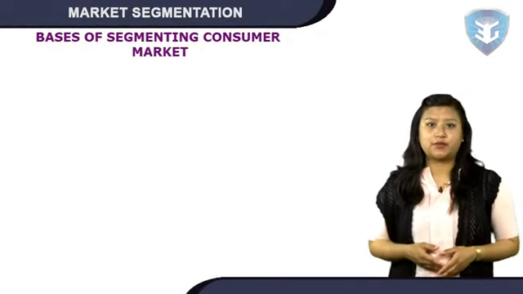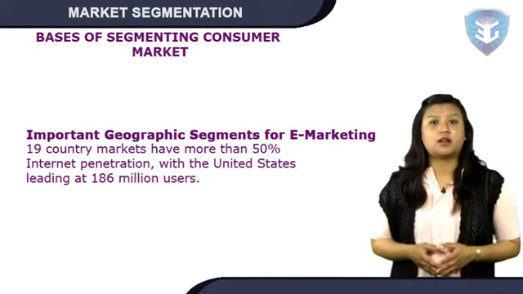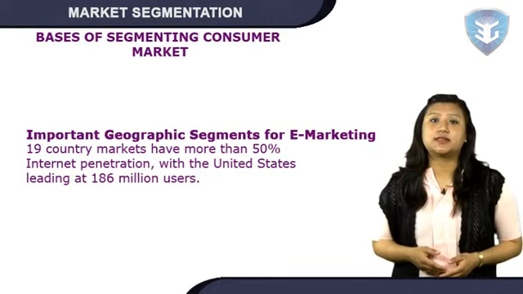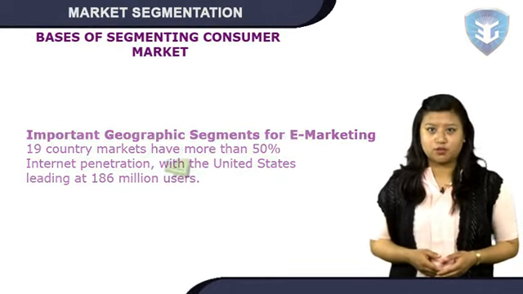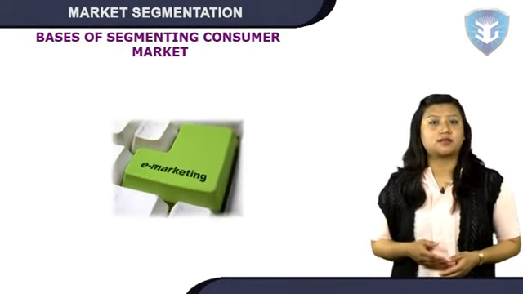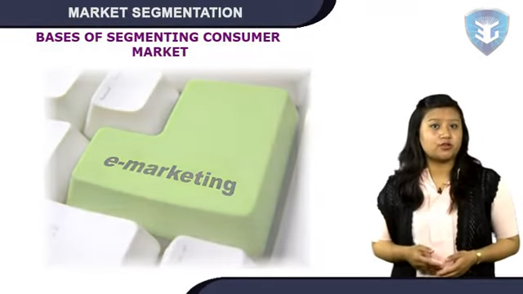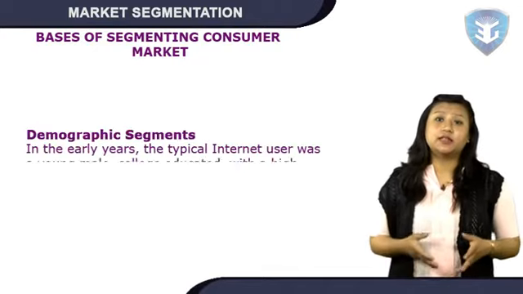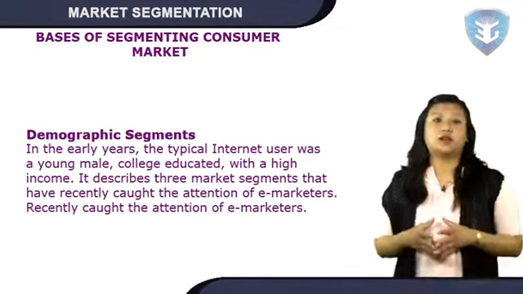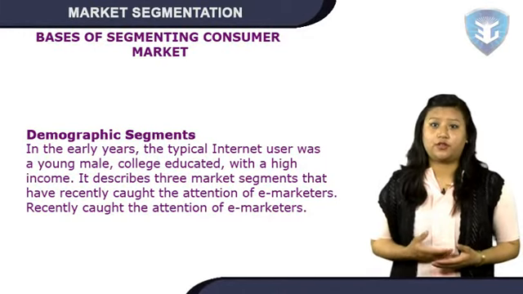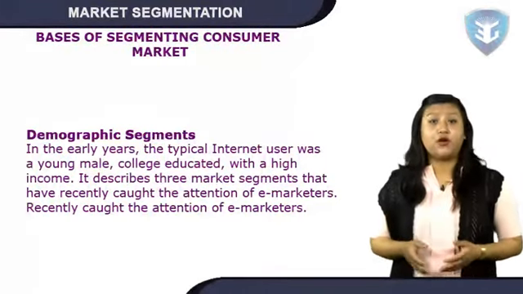Important geographic segments for e-marketing. 19 country markets have more than 50% internet penetration, with the United States leading at 186 million users. One barrier to e-marketers is language. Only 36% of all internet pages are written in the English language. Demographic segments: in the early years, the typical internet user was a young male, college-educated with a high income. It describes three market segments that have recently caught the attention of e-marketers.